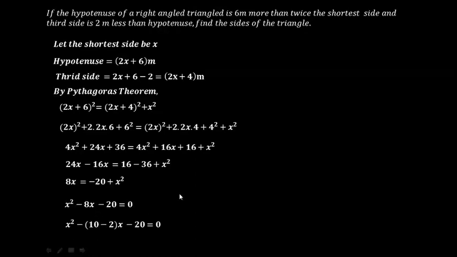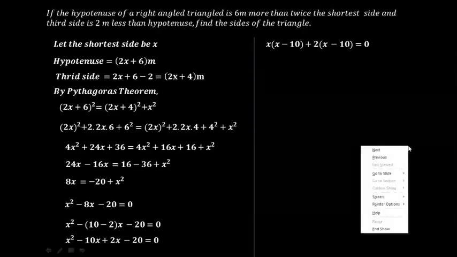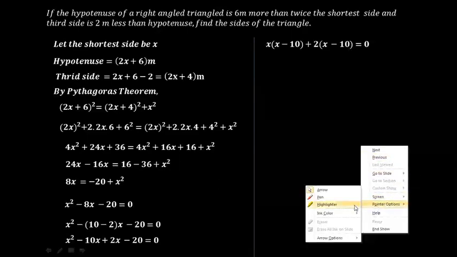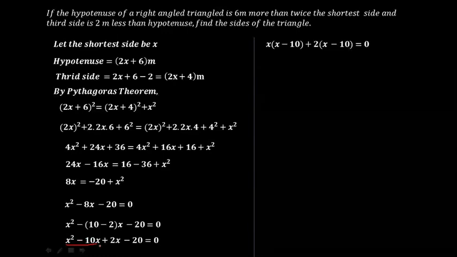Now let's simplify it. x square minus 10 into x is 10x. This minus and this minus is plus. 2 into x is 2x. Minus 20 is equal to 0. Now from here what we will do is, from these two terms we'll take a common factor, and from these two terms we'll take a common factor.